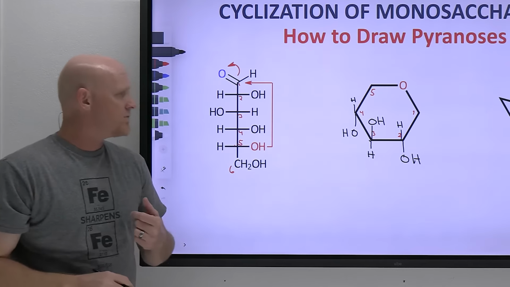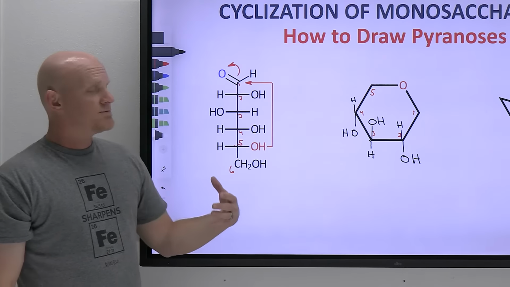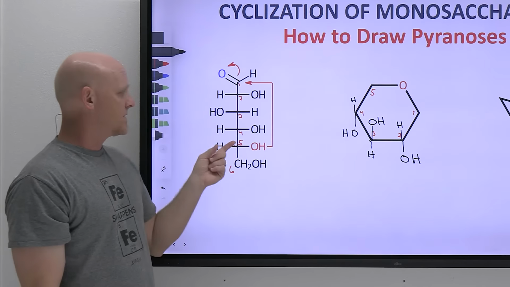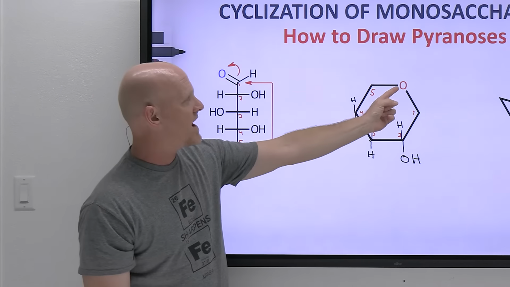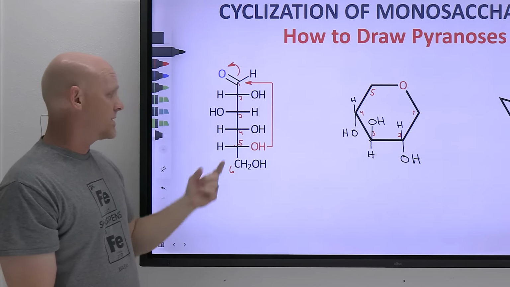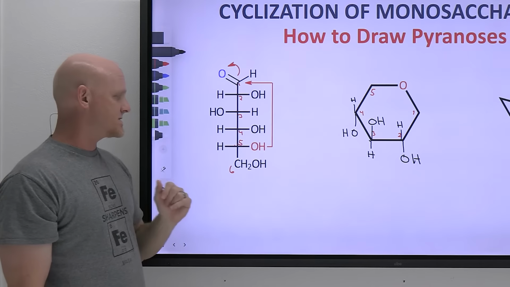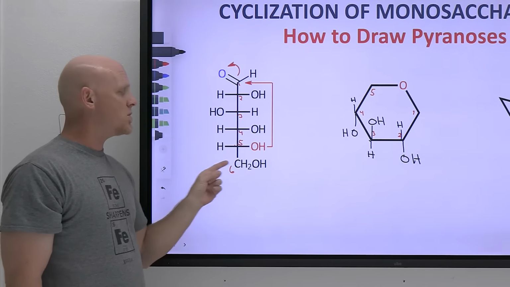It is totally up to you. Now, if we go to carbon 5, carbon 5 doesn't have a hydroxyl group anymore. If you notice, that hydroxyl group, again, is the oxygen that's now part of the ring. So it doesn't have a hydroxyl group. But what does carbon 5 have? Well, it has a hydrogen still, and it has the CH2OH group.